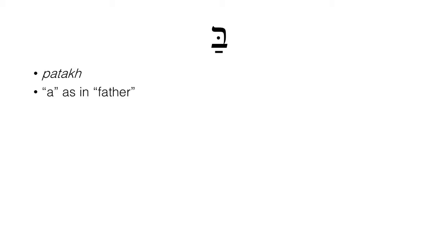At the top of the slide, you can see the letter bet, and that letter bet has a vowel under it. That vowel is called patak. Patak has an A sound, which is a short A sound, like in English when we pronounce the word father. Ah. So you would pronounce the Hebrew on this slide as ba.